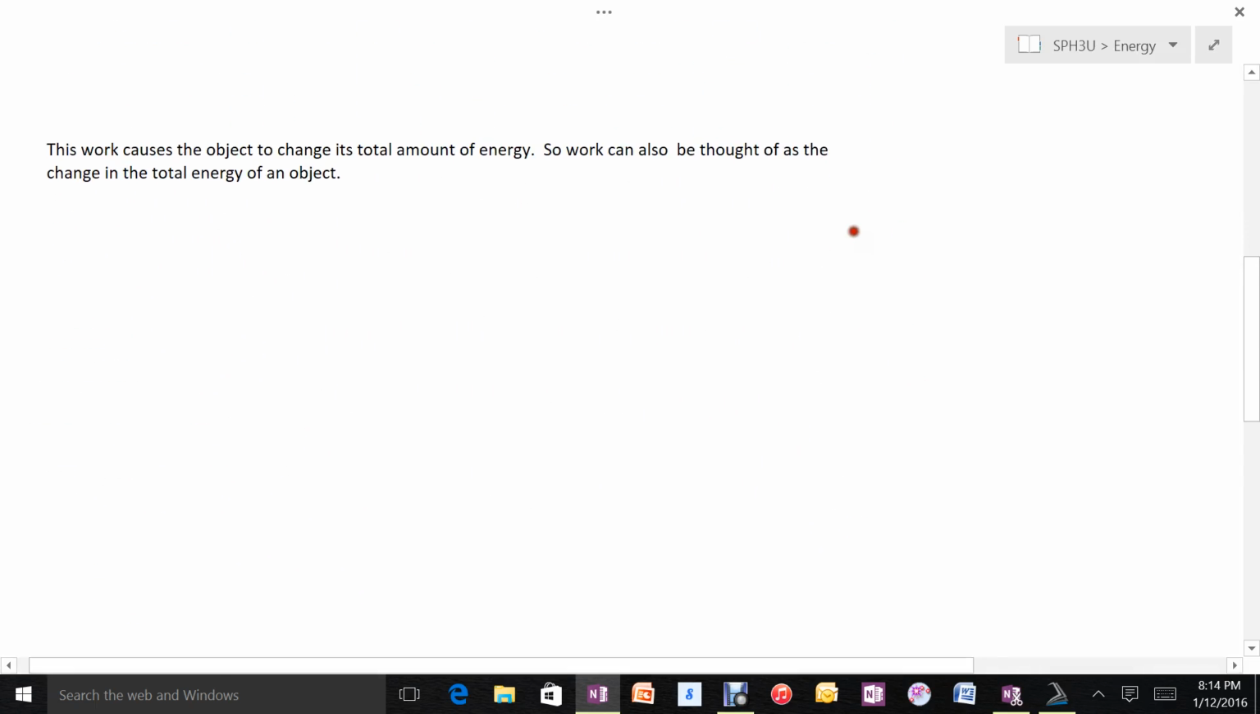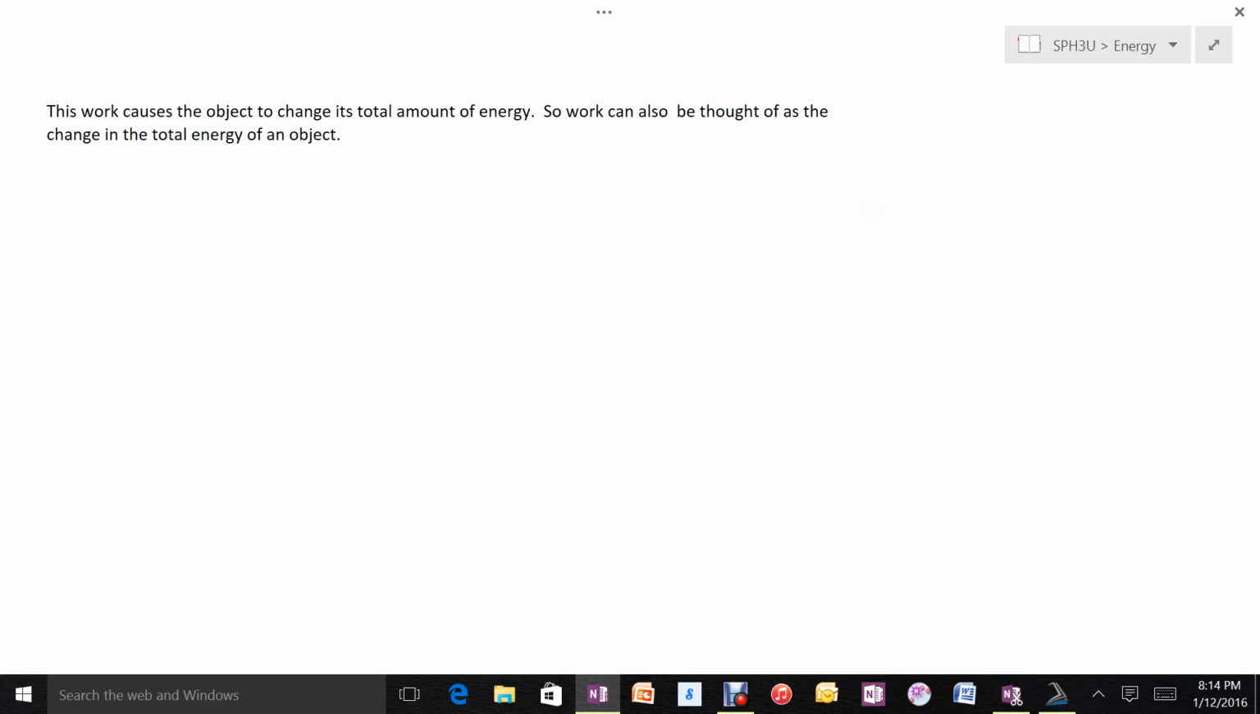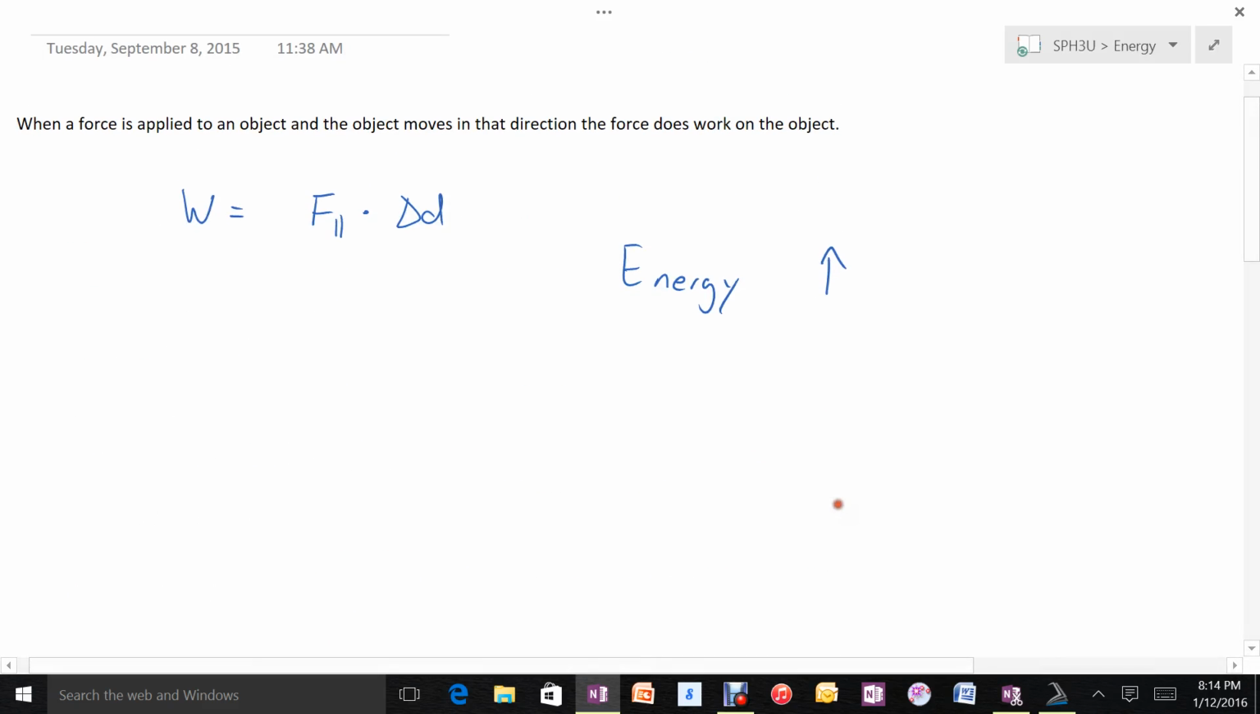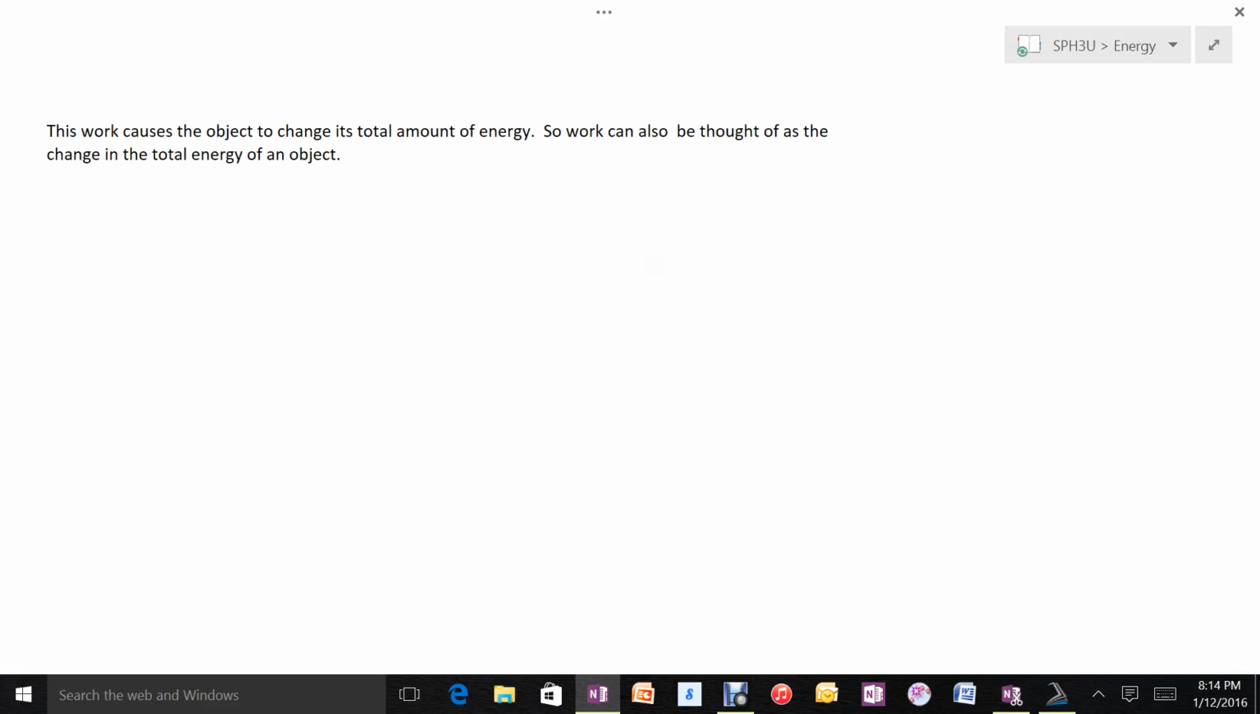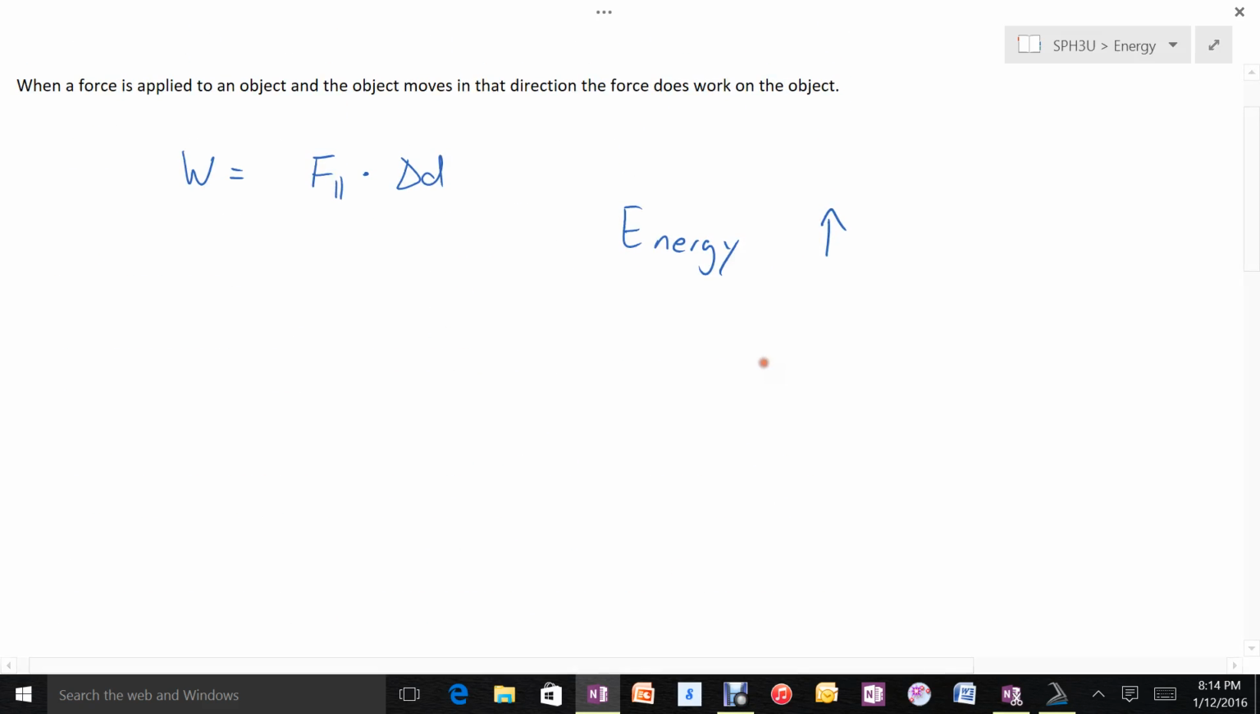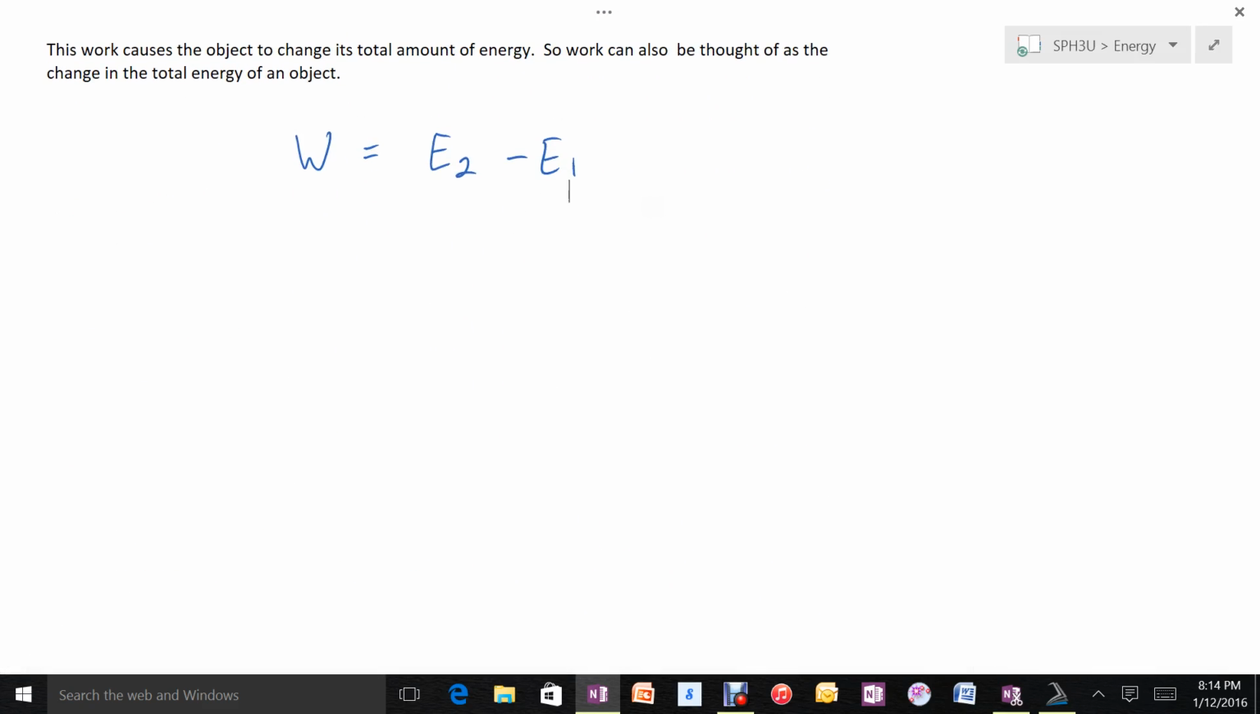So if work causes the energy to be increased, instead of thinking of it as the thing that caused the work, the force acting through a distance, we can think of it as the result of that work having been done. So if work caused an increase in energy, then we can say work is the change in energy of the object. So a force acting through a displacement causes work, and the result of that work is a change in energy. Either way, we can say work is the change in energy, or it's the force times displacement.